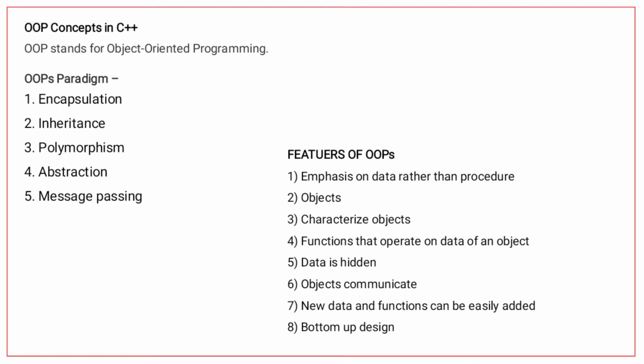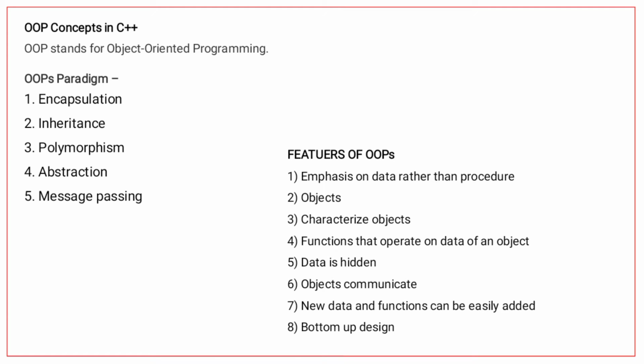Now, next, what are the features of OOPS? First feature, emphasis on data rather than procedure. Second feature, programs are divided into entities known as objects. Third, data structures are designed such that they characterize objects. Fourth, functions that operate on data of an object are tied together in data structures.